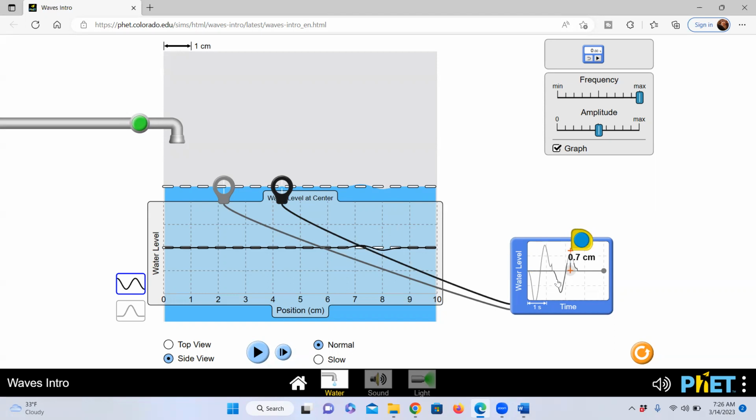So this dark part is the wave when passing through the second probe, the dark probe, the black one, right? And then you can measure here as well. So this is exactly 0.7 centimeter, right? So this is amplitude. Again, measure the same thing, which is amplitude here, and measure it. It's 1 centimeter. 0.7 centimeter for the second one and 1 centimeter for the first one.